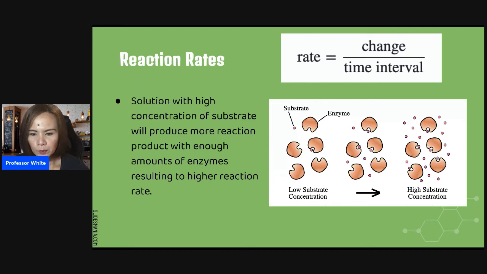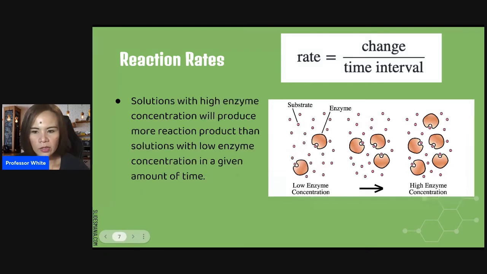Okay, so another example here, consider the impact of different enzyme concentrations shown here. Which solution do you think will likely result in more reaction product in a given amount of time? Well, the solution with high enzyme concentration will produce more reaction product in a given amount of time than the solution with low enzyme concentration.